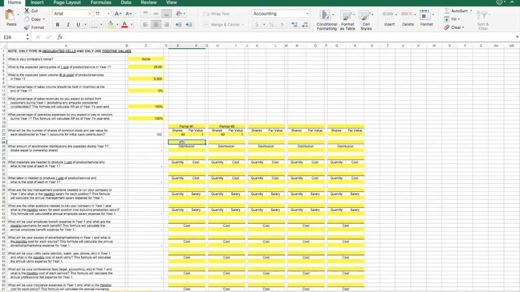What amount of distributions are expected during year 1? Again, this is probably a more complicated question than you need, and honestly, in a real life situation, most companies don't have a positive net income in the first couple years, in which case there's no income to distribute. So the distribution probably is just going to be 0. If you show that you have a positive net income and you want to distribute some of that income, then go for it. But again, for simplicity's sake, you could just leave this as 0 because most companies are not going to have a positive net income.